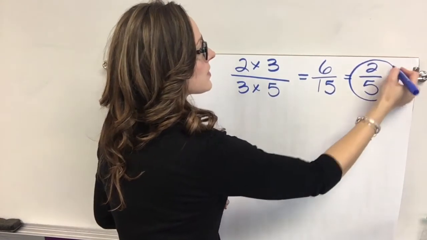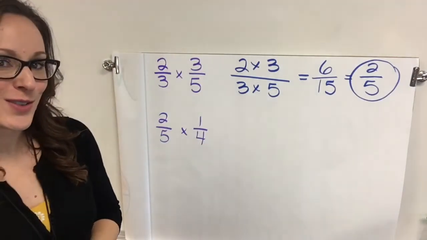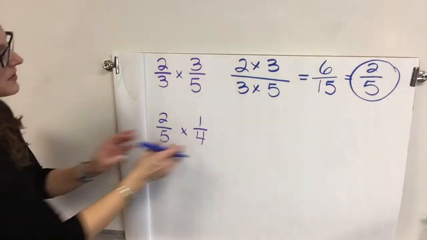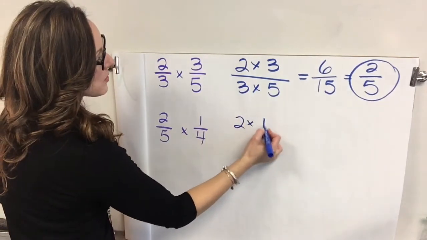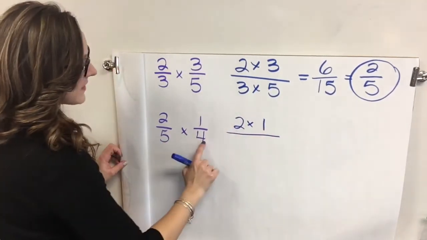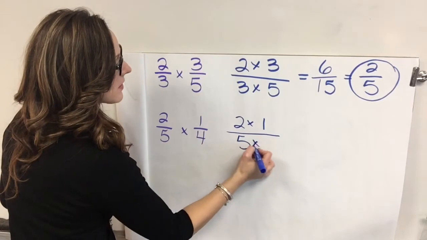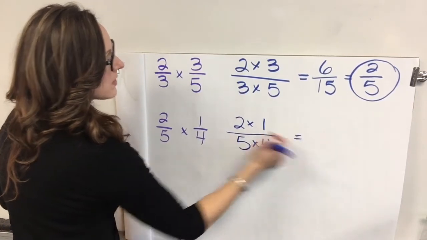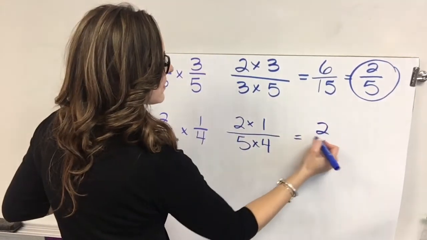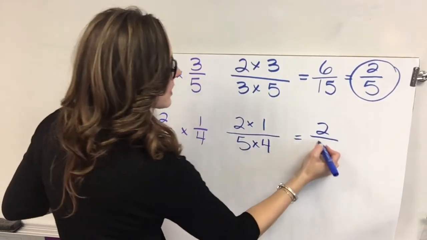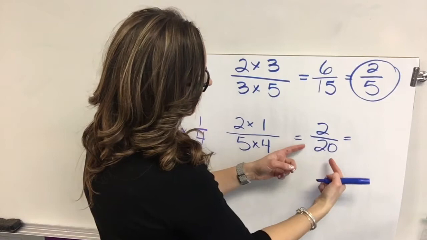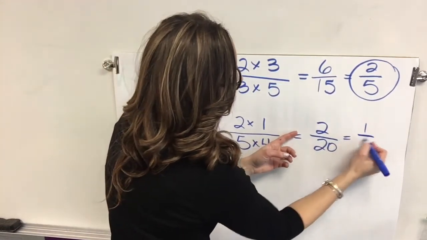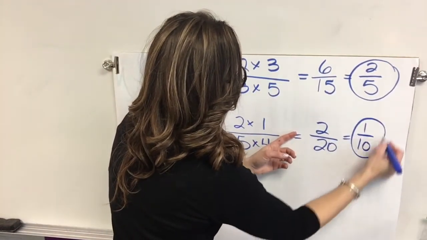That's a lot of work to show, so I'm going to circle my answer so there's no confusion. I'm going to do the same thing here. 2 times 1 I'm going to rewrite as my numerator, and 5 times 4 as my denominator. 2 times 1 is 2, and 5 times 4 is 20. And of course, this can be reduced down to 1/10.